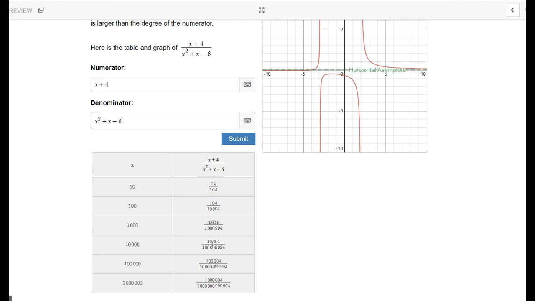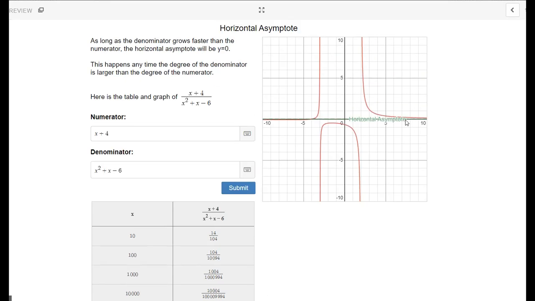So look at these outputs here. As my x increases, my output for the numerator is increasing, but the output for the denominator is increasing even faster. And so this fraction is still going to be driven down to 0. And so my horizontal asymptote is going to be y equals 0 anytime the denominator's degree is bigger than the degree of the numerator.